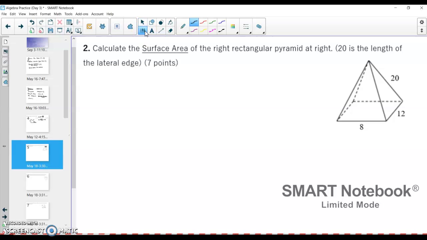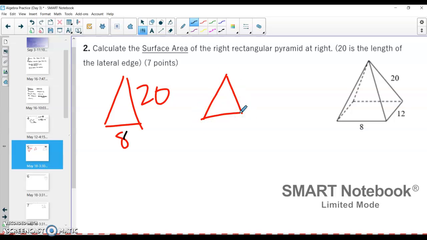Now, this one here, since we're looking for surface area in problem number 2, what we want to do is find the area of each face and add it together. Now, I see 3 different types of faces in this problem, and the first one is the front and back of the shape, and that is 8 and 20 because 8 is the length there and each lateral edge has a length of 20. That would represent the front and back of the pyramid.